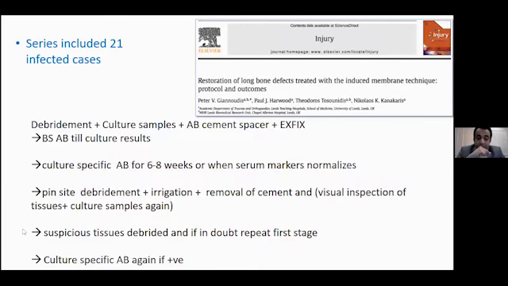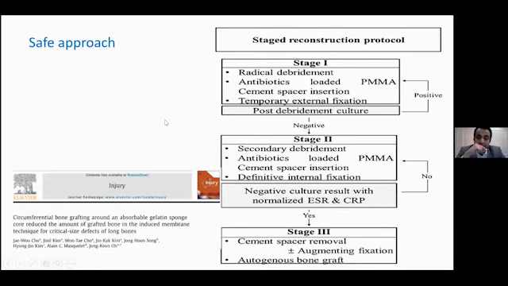Suspicious tissues were redebrided and cultures were taken, and if in doubt, the first stage was repeated. Then the patient received antibiotics if the cultures were positive again. So the safe approach is the staged reconstruction protocol, which consists of at least 3 stages.